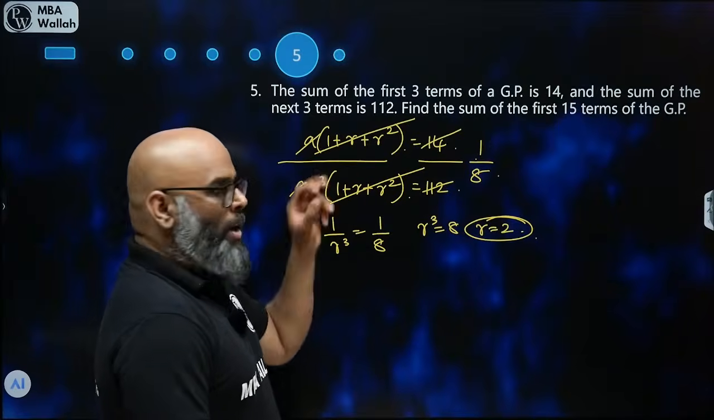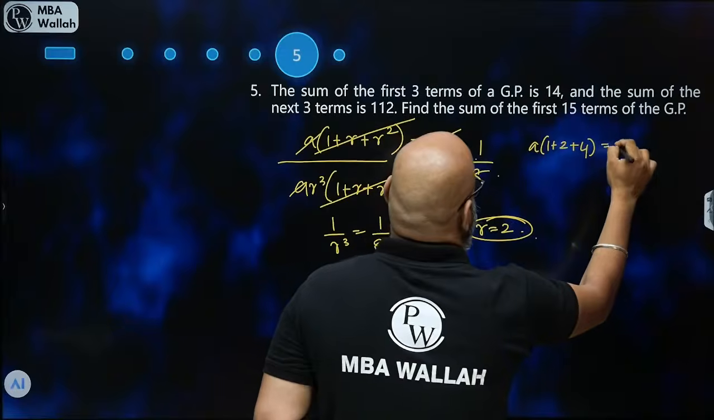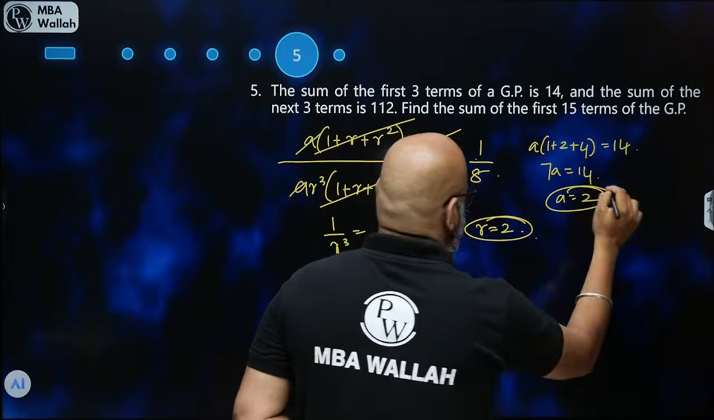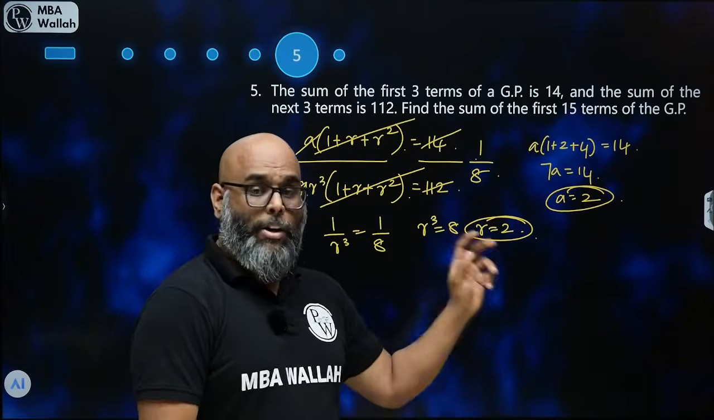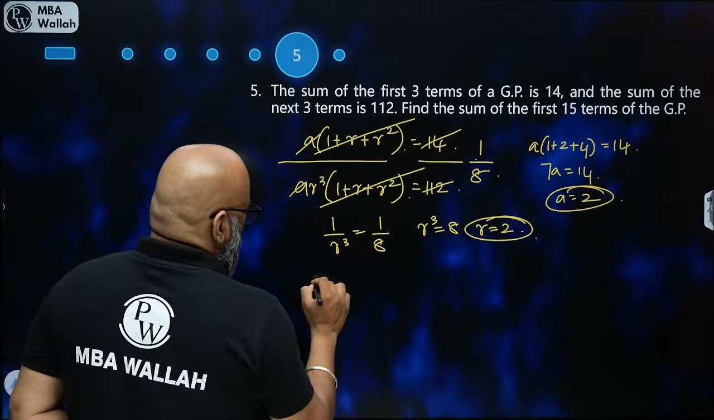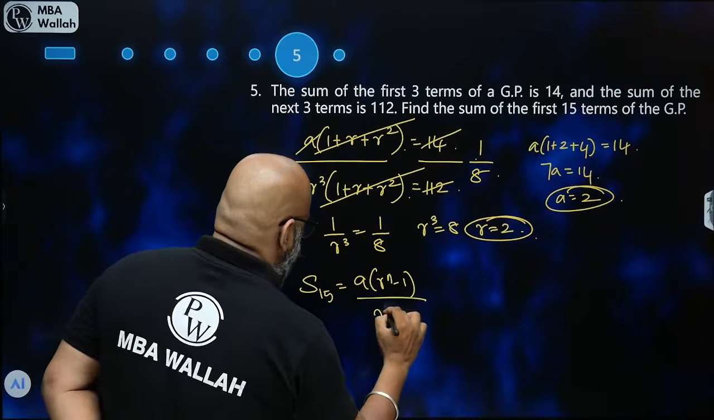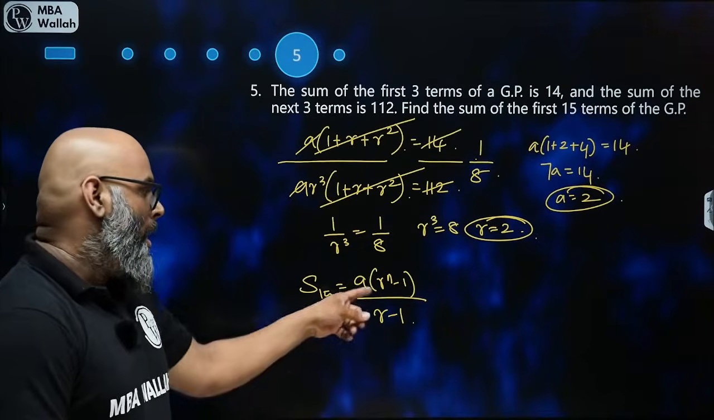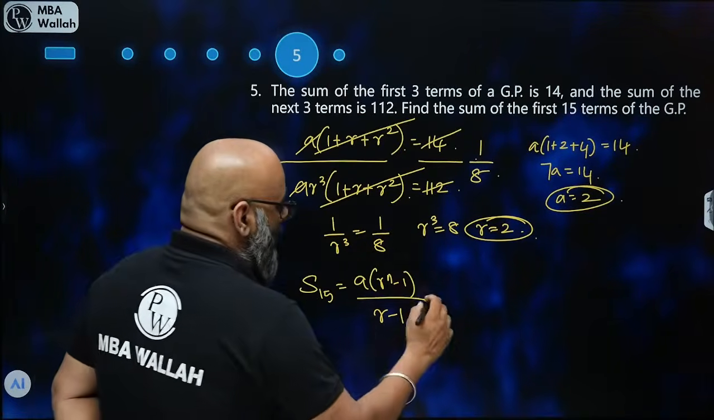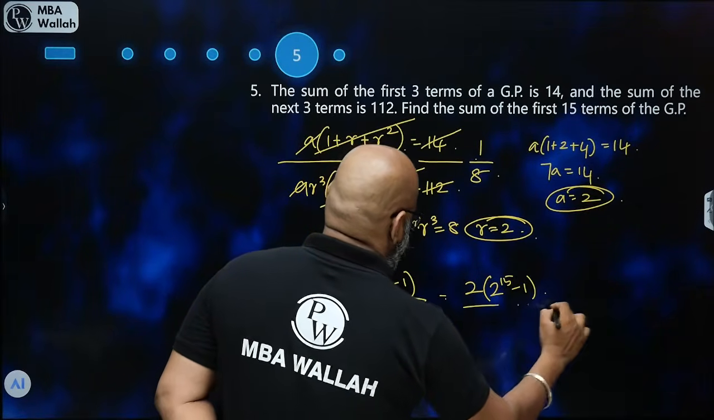So plug in R equal to 2 here. You will get A into 1 plus 2 plus 4 is equal to 14. 7A is equal to 14. A is equal to 2. So I have A is equal to 2, I have R is equal to 2. I need the sum of 15 terms in the GP. Let's do this. S15 is equal to A into R power n minus 1 by R minus 1. Why this formula? R is 2, which is greater than 1, so this is the formula to be used. Substitute your values, you will get 2 into 2 power 15 minus 1 divided by 2 minus 1.